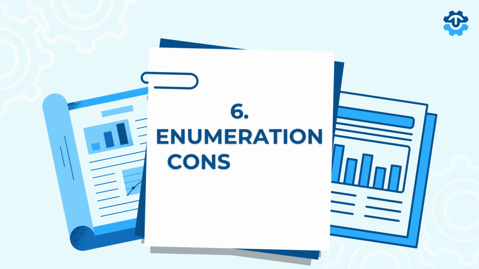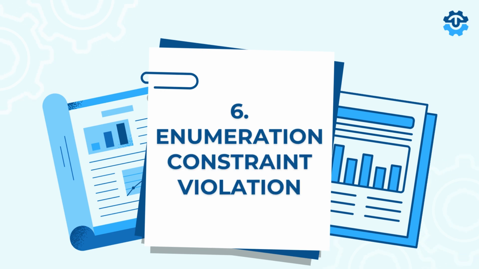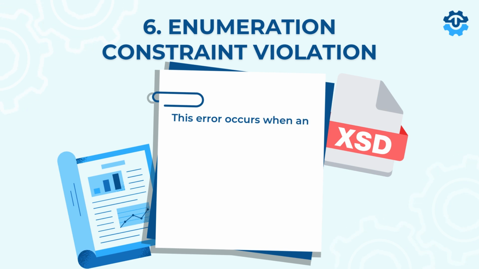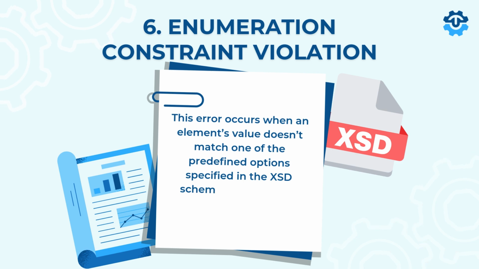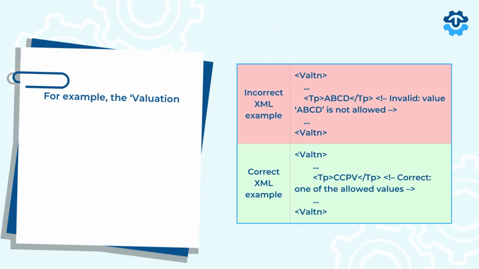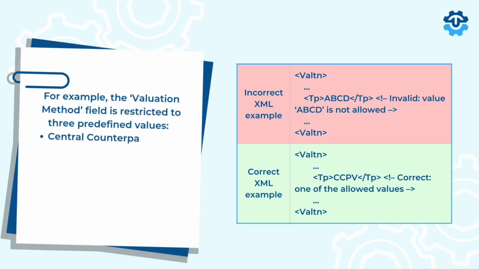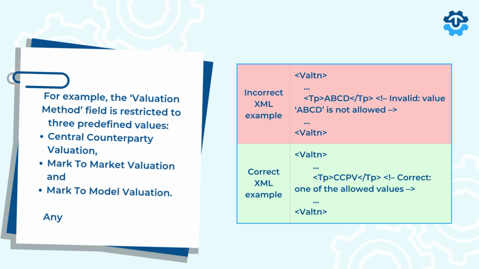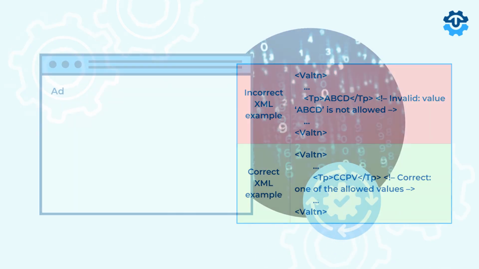Error 6. Enumeration constraint violation. This error occurs when an element's value doesn't match one of the predefined options specified in the XSD schema. Enumeration constraints limit the values to a specific set of choices. For example, the valuation method field is restricted to 3 predefined values: central counterparty valuation, mark-to-market valuation, and mark-to-model valuation. Any value outside of these options will trigger an error.